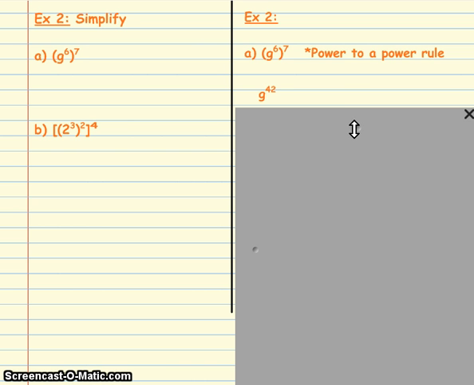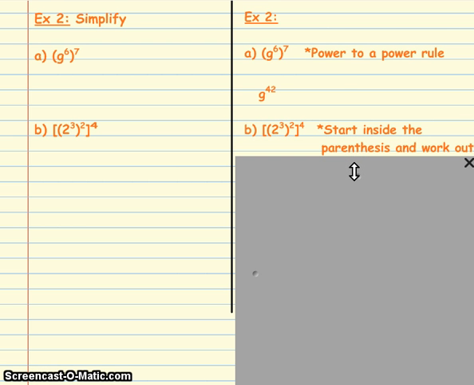Alright, problem B. 2 to the third, to the 2nd, to the 4th. We've got parentheses and we've got brackets here. And this one's a little bit more complex, but that's alright. Just start inside the parentheses and work your way out. So, we have 2 to the third to the 2nd. The power to a power rule says we can multiply these together.